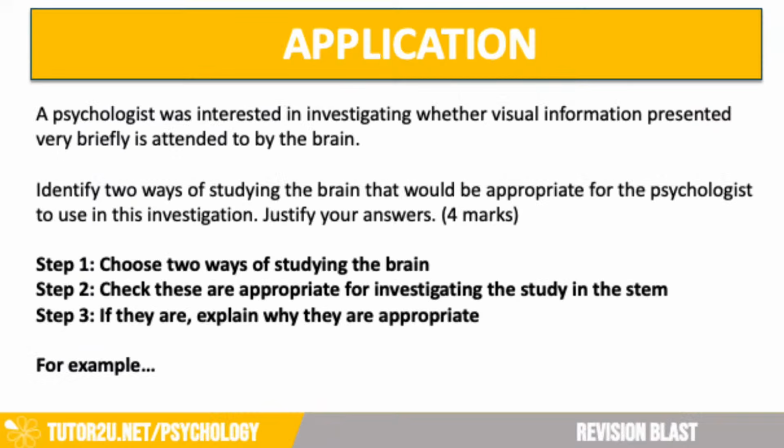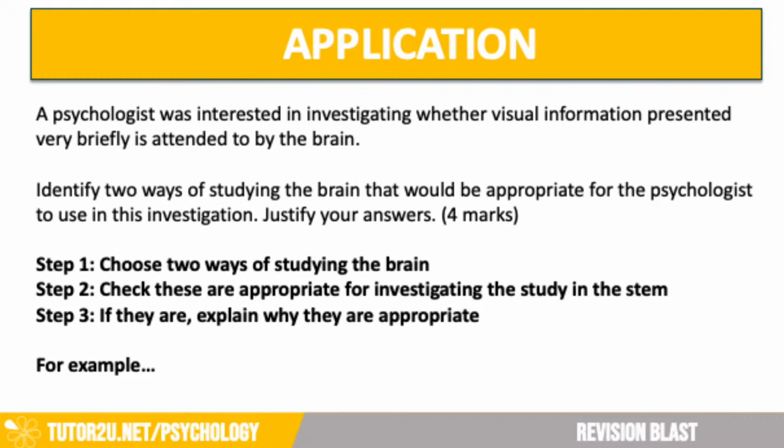Excellent. Okay, so I'm going to pass you over to Sarah next. So we're going to have a look at some application then, so practicing our A02 skills, using, of course, our ways of studying the brain that we've been talking about. A psychologist was interested in investigating whether visual information presented very briefly is attended to by the brain. Identify 2 ways of studying the brain that would be appropriate for the psychologist to use in this investigation, and justify your answers for 4 marks.